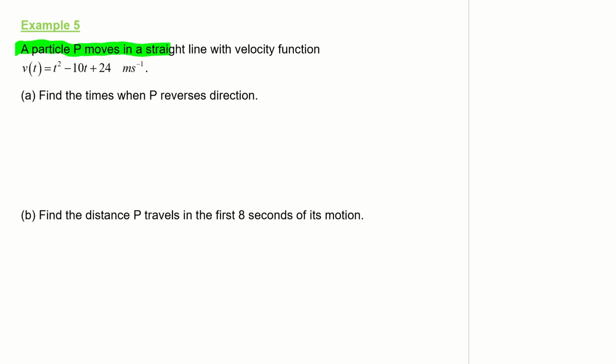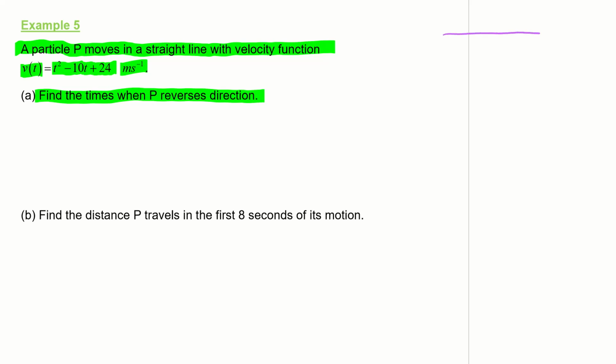A particle P moves in a straight line with velocity function v of t is t squared minus 10t plus 24 meters per second. Find the times when P reverses direction. For something to reverse direction, it actually needs to stop instantaneously at a point. So we're looking for when v is equal to 0. And that gives me t squared minus 10t plus 24 is equal to 0.